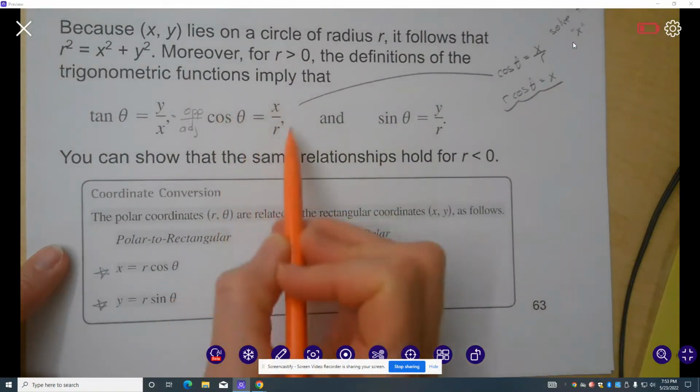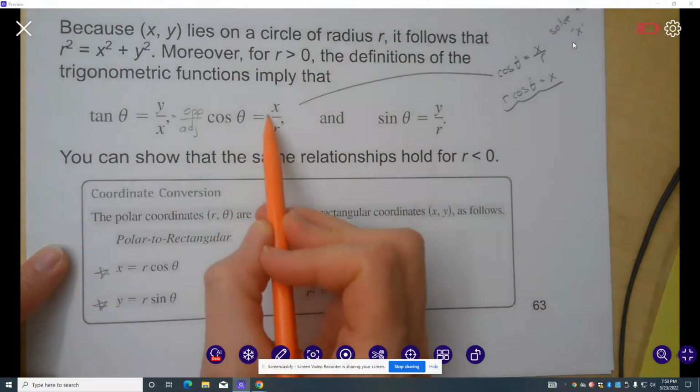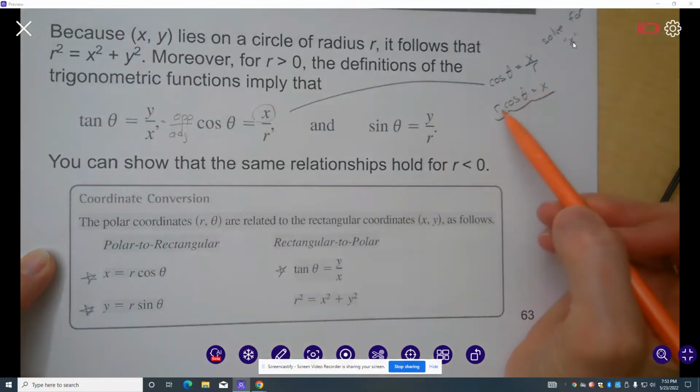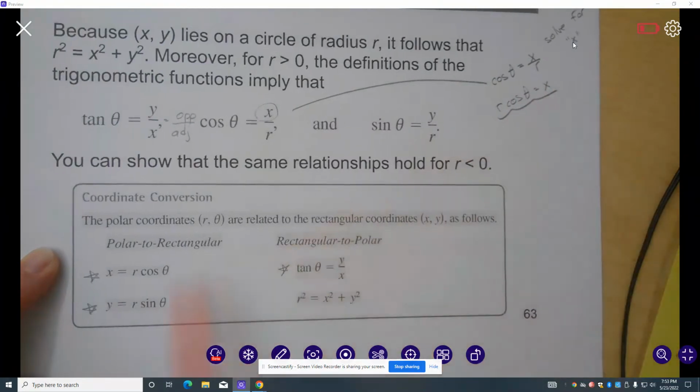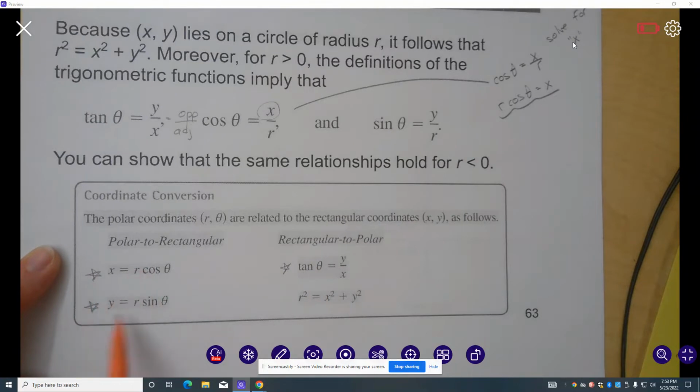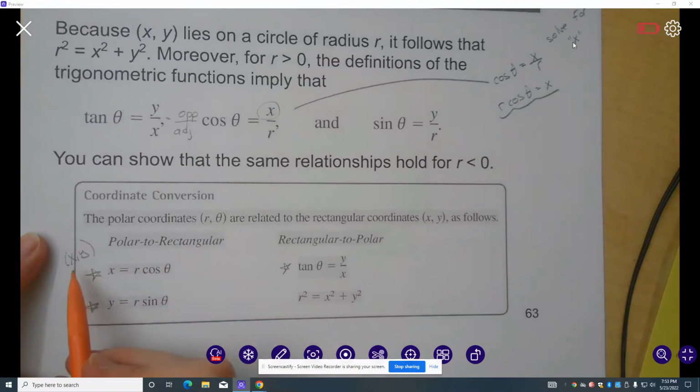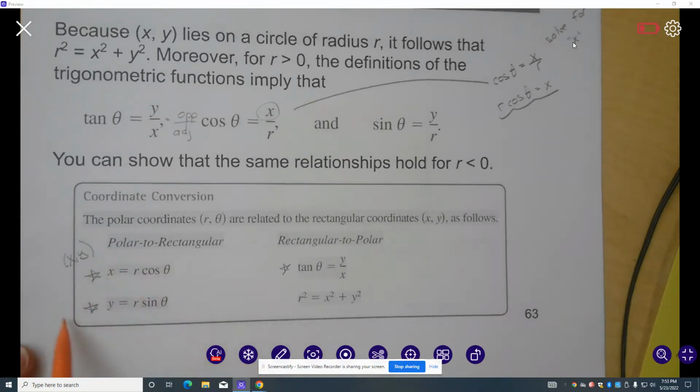But if I take this equation and I solve for x, so if I multiply both sides by r, I'm going to get r times cosine of theta equals x. And that's exactly how we do our conversion. When I say x, I mean the x and y of the rectangular coordinate system. X is equal to r times the cosine of the angle. Y is equal to r times the sine of the angle. So this is the formula we use for converting.